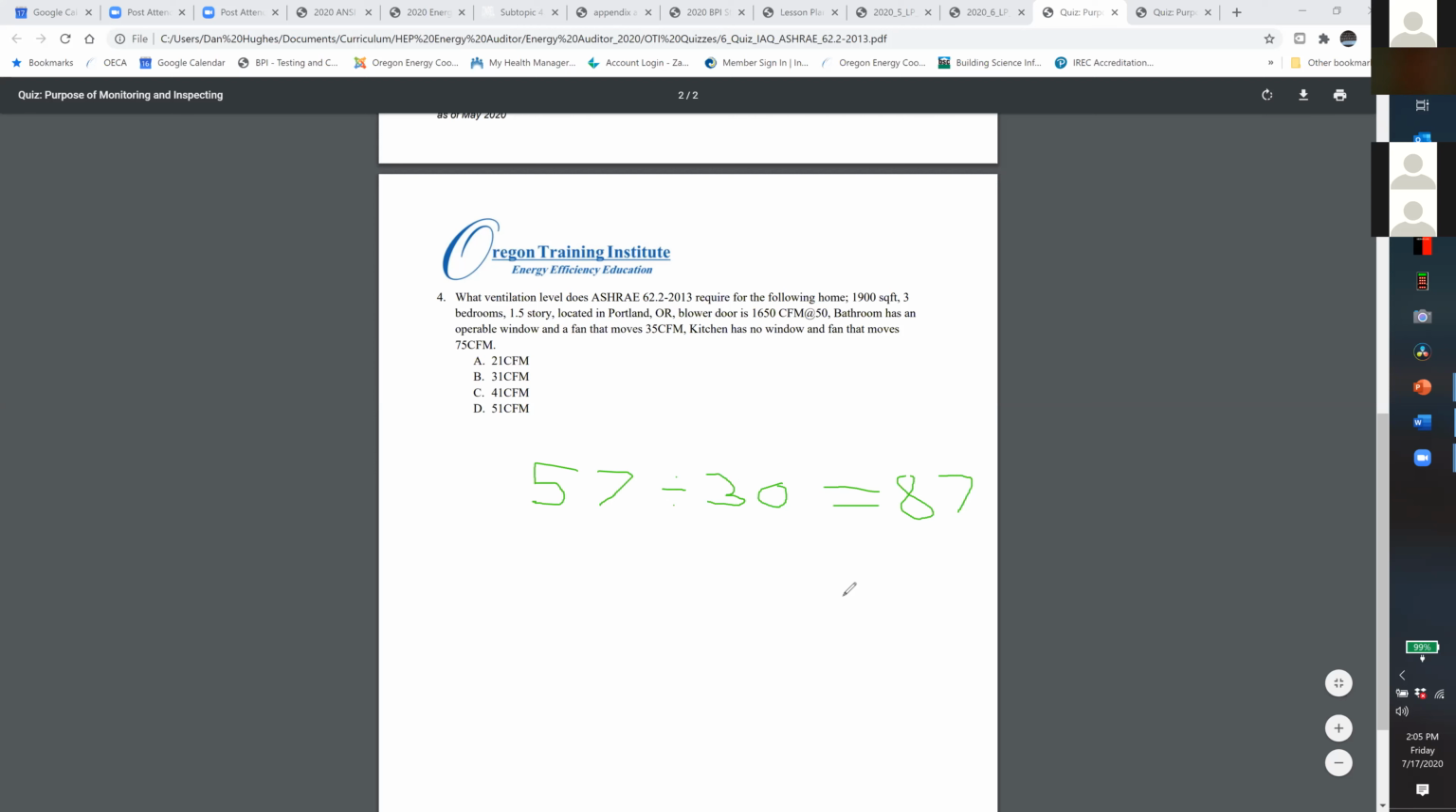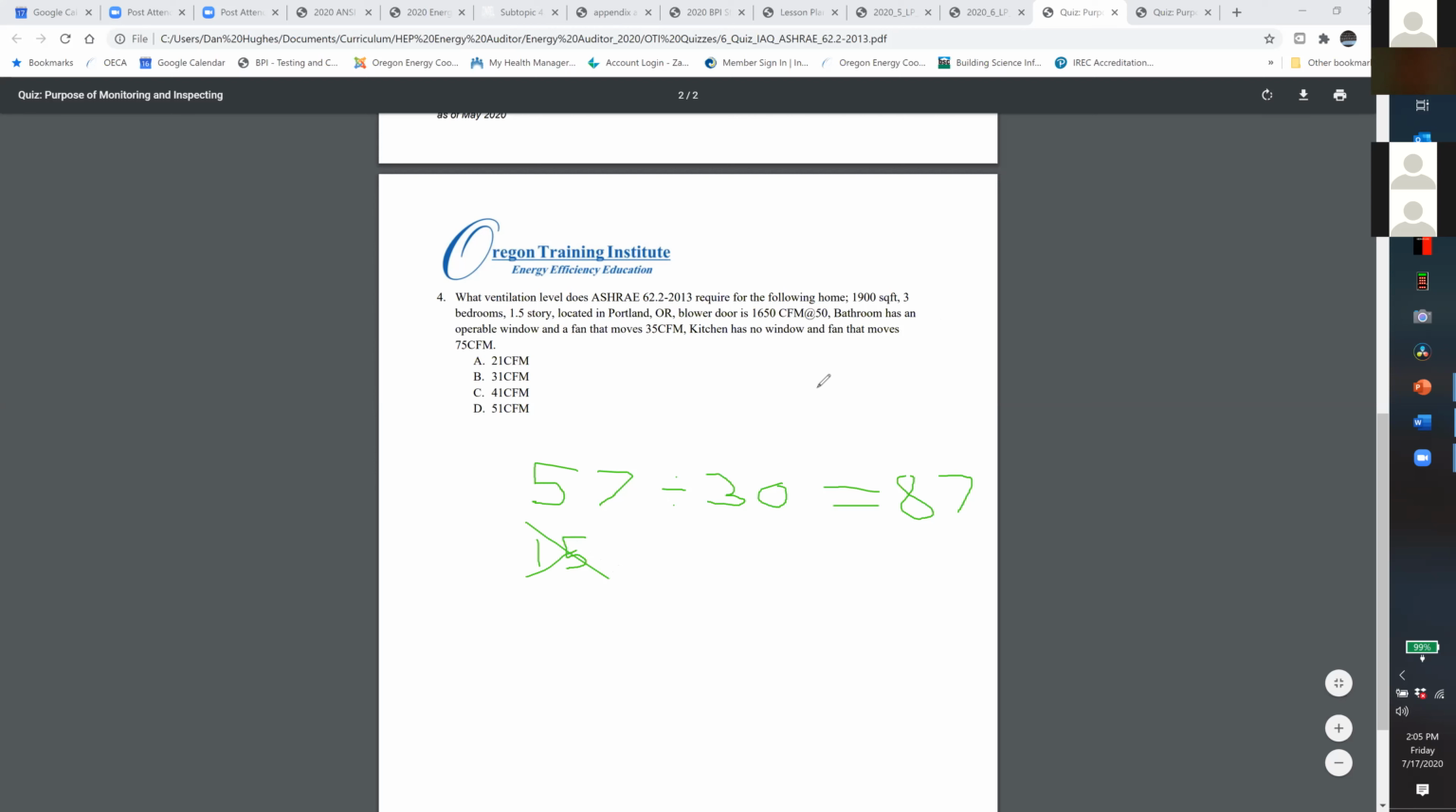Second step is all about the exhaust fans. We've got a bathroom and a kitchen. Bathroom has an operable window and a fan that moves 35 CFM. So we have a deficit for that of, because it needs to move 50, but it's only moving 15. But then we have a credit of 20. So these kind of cancel each other out.